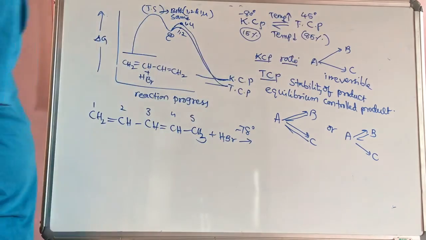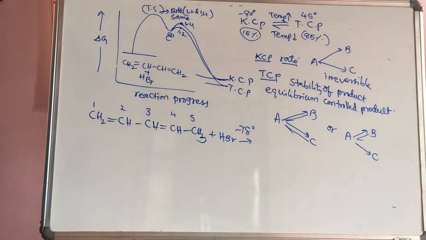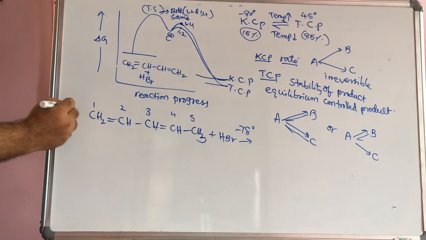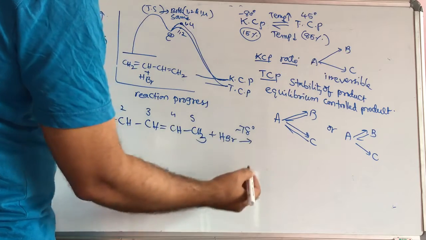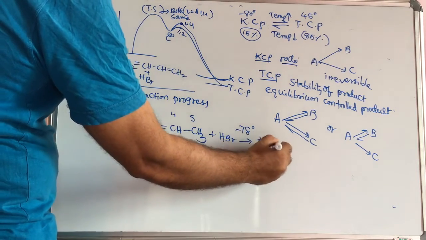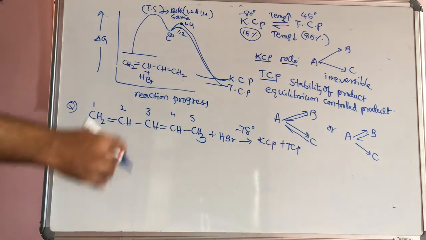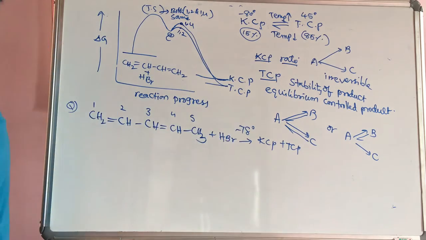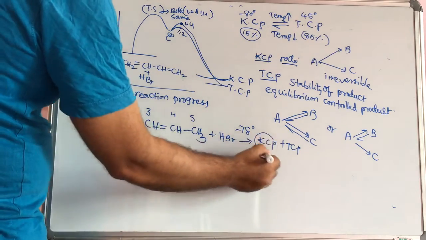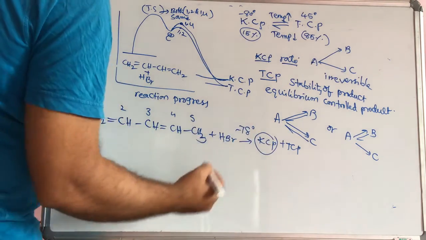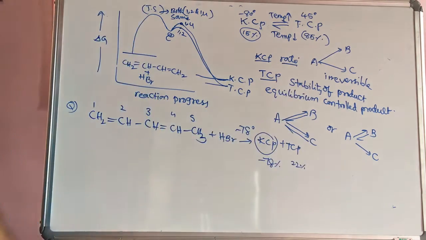That's why the thermodynamically controlled product is major and the kinetically controlled product is minor. If a question is given, for example in IIT JEE or NEET, at minus 78 degrees Celsius, then which is the major product, KCP or TCP, or sometimes they may ask what the exact product is. Minus 78 degrees Celsius means lower temperature, so we expect the kinetically controlled product is major. For example, it may be 78%, and the remaining 22% will be this one.